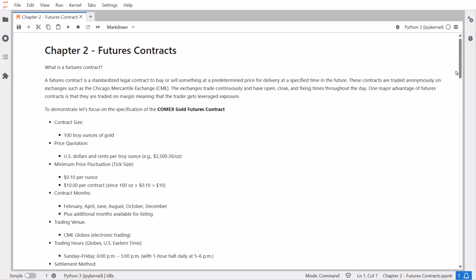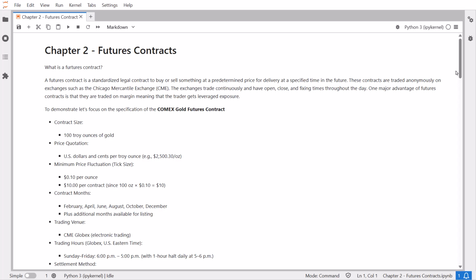These contracts are traded anonymously on exchanges such as the Chicago Mercantile Exchange, the CME, a very famous exchange. And they trade continuously, have open, close, and fixing times throughout the day. One major advantage of futures contracts is that they're traded on margin, meaning that a trader gets leveraged exposure. This is what we talked about before, this notion of leverage or increasing our exposure to a particular strategy.